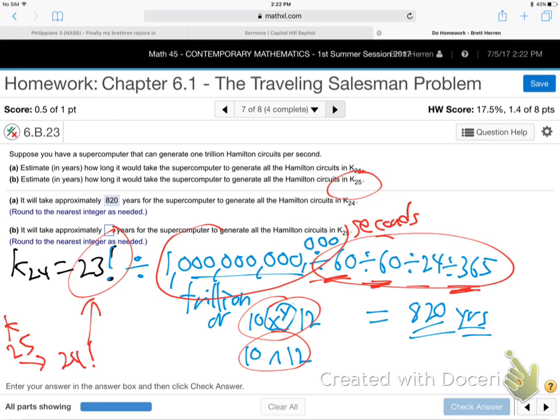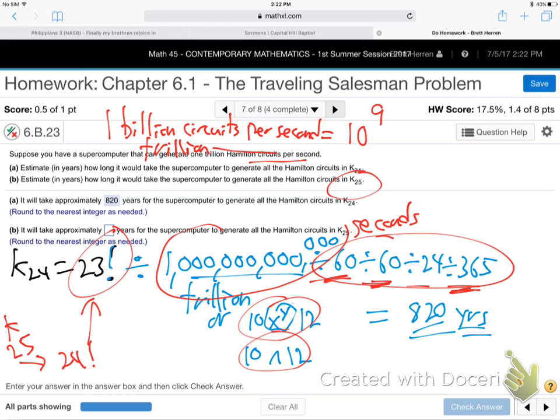Now, if they give you 1 billion, because I noticed as I was going around, some people say 1 billion circuits per second instead of a trillion. You need to know a billion is 10 to the ninth. Trillion, which is what I just did, is 10 to the 12th. So depending on what your homework problem says, you need to divide by either 10 to the ninth for billion or 10 to the 12th for trillion. But then you always have to do the 60, 60, 24, 365, because that's converting from seconds to years.